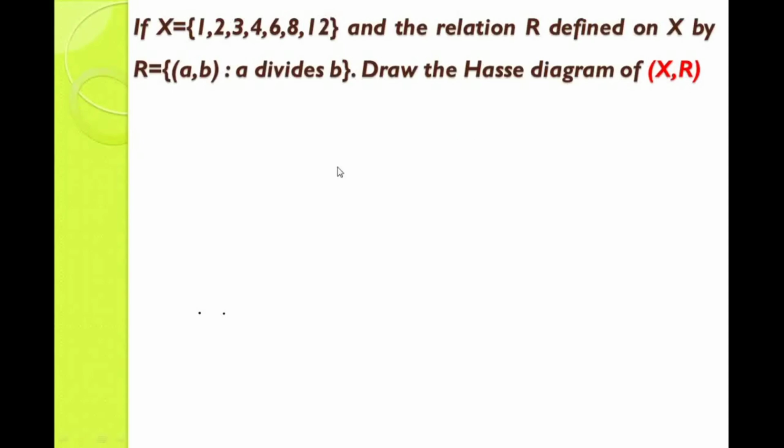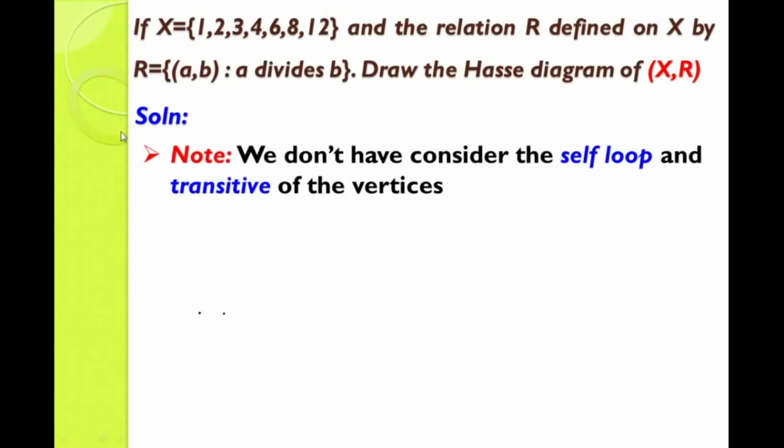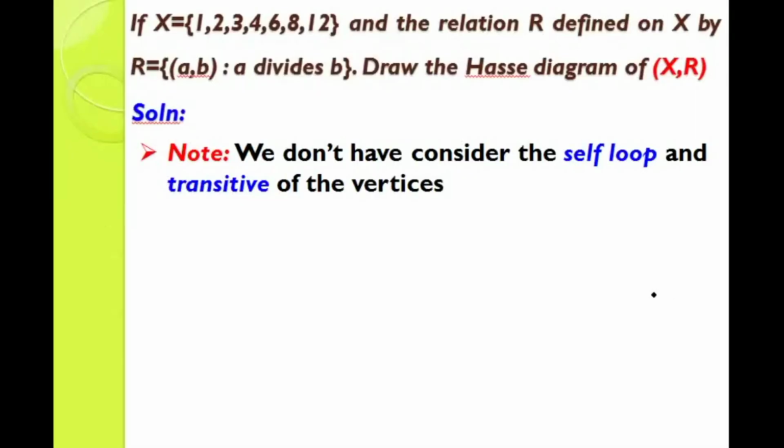Okay, before we draw the Hasse diagram, let us recollect one important result. Please keep in mind that whenever we draw the Hasse diagram of a given set, we don't consider the self loop and the transitive edges between the vertices. So now we draw the Hasse diagram. Before that, we write the given set values. What is the given set? Capital X equals 1, 2, 3, 4, 6, 8 and 12. Okay, so using the given set we draw the Hasse diagram. So what is the procedure?